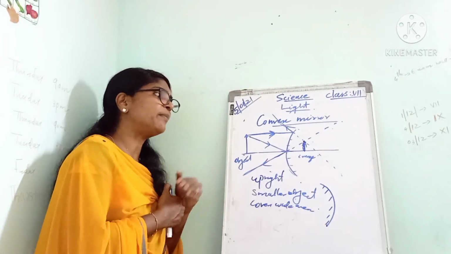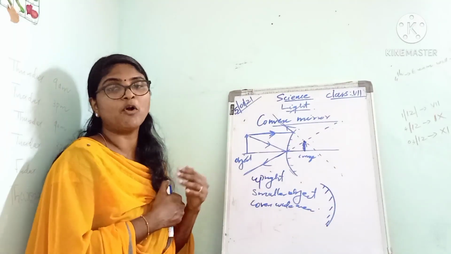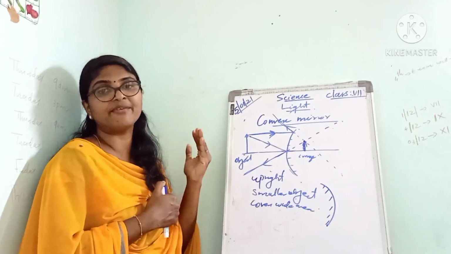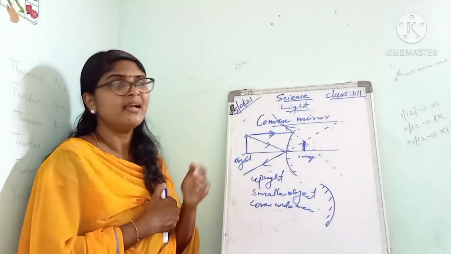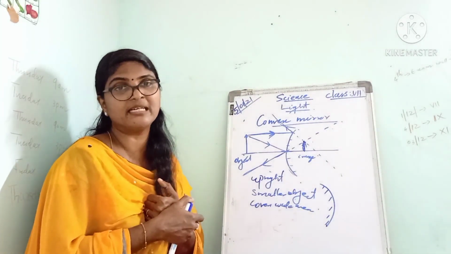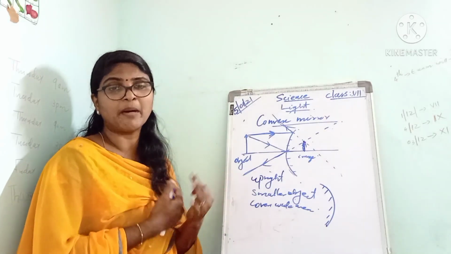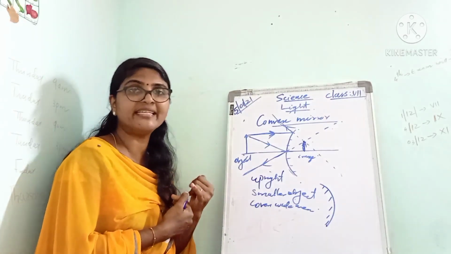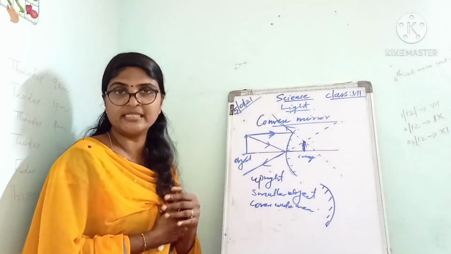Then what are the properties of the image formed by a convex mirror? It is upright, smaller than the object, covers a wide area, and also it is a virtual image. Then why is the convex mirror used as a side view mirror in vehicles? Because the image formed by a convex mirror is upright, smaller than the object, and covers a wider area. That is why it can be used as a side mirror in vehicles.